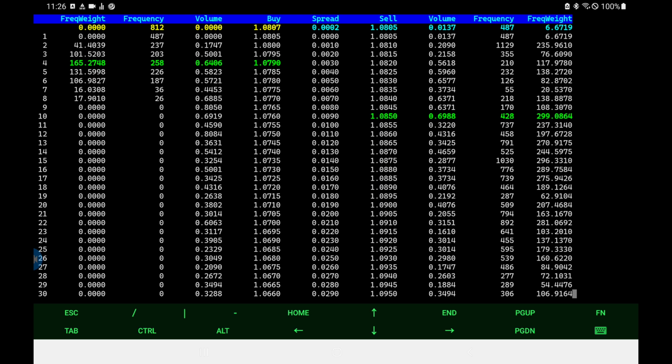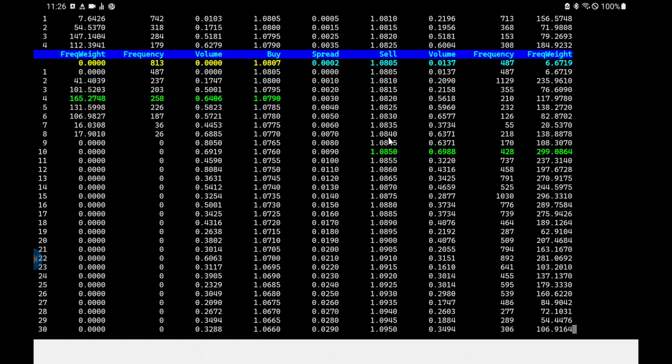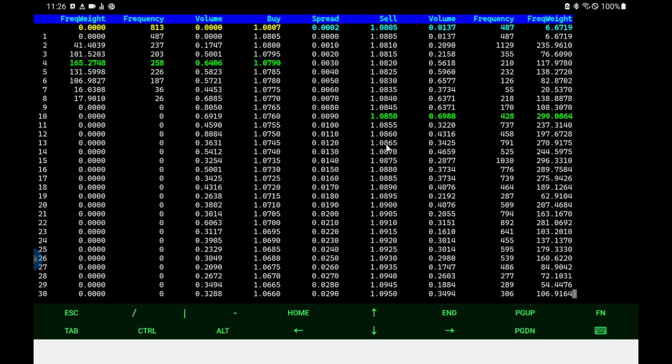purchase. And on the sell side of the market, we can see that pricing at 1.085 has 0.69% of the volume of the order book, and that price has been seen 428 times. So it's been given the highest frequency weight of this particular side of the market, or a good resistance area.